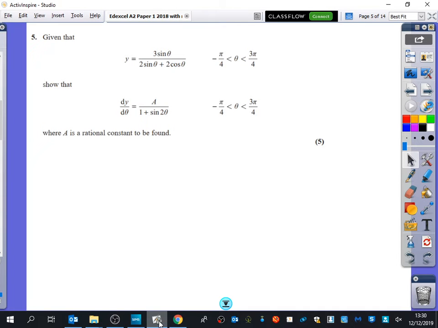Okay, so question 5, we've been told that y is a function of sine and cos in terms of theta. All it wants us to do is to differentiate it and make it look like this. Let's not think about this too much, let's just start off by differentiating this.